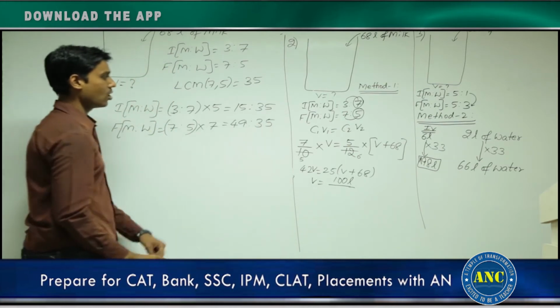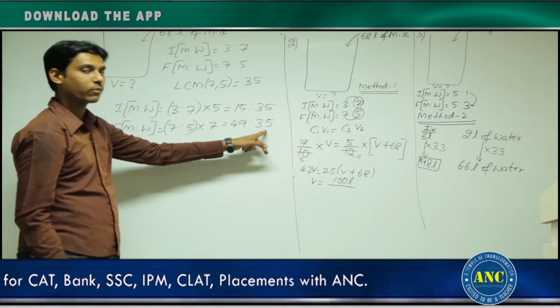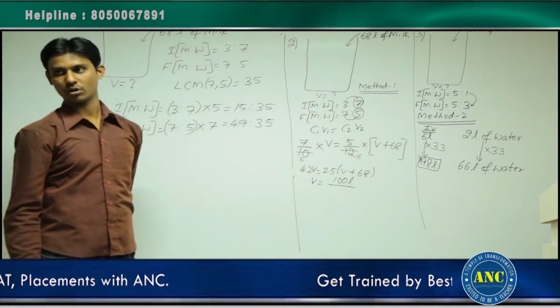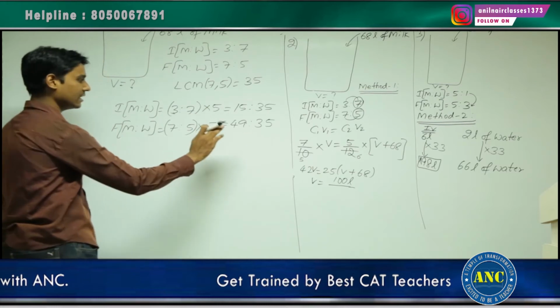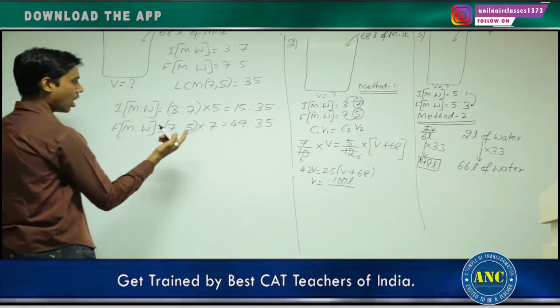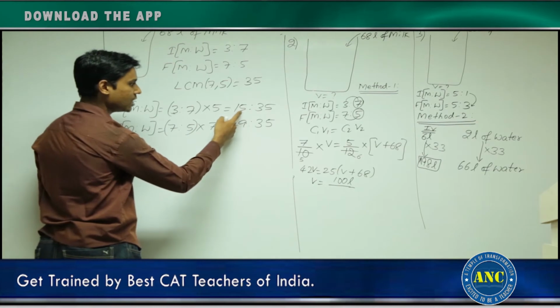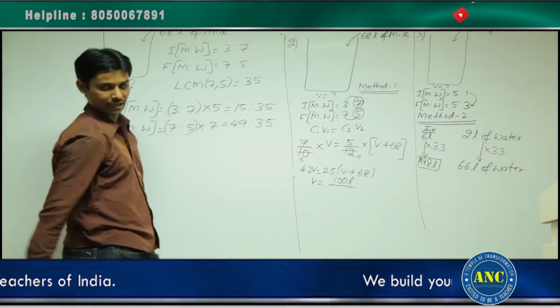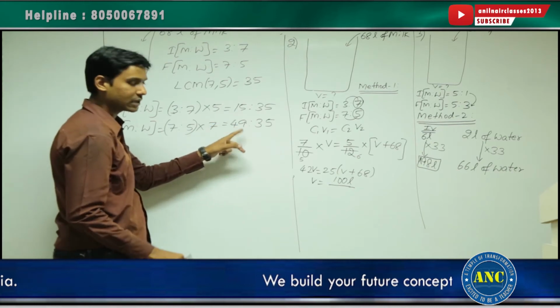Now if you observe, both the water quantities initially and finally are the same. And that is what is actually told in the question also. Right? Now see here. It's very easy once you understand this. Now, according to the ratio, initially 15 liters of milk is there. Finally 49 liters of milk is there. 15 liters is becoming 49 liters.